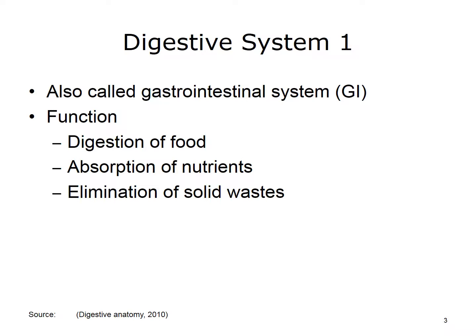The digestive system is also called the gastrointestinal system, or GI system. Its main functions deal with the digestion of food, the absorption of nutrients, and the elimination of solid wastes. Solid wastes are primarily made up of undigested materials.